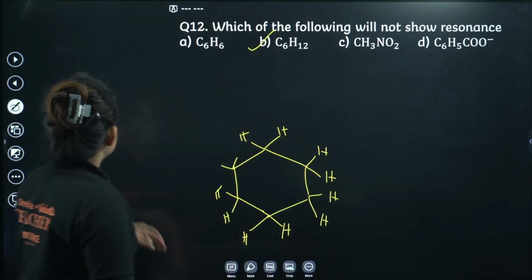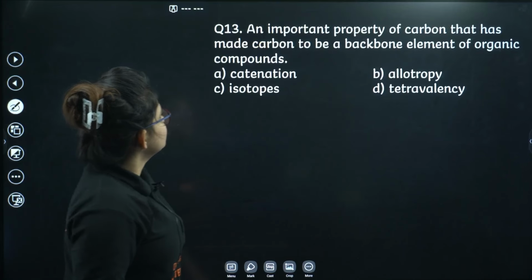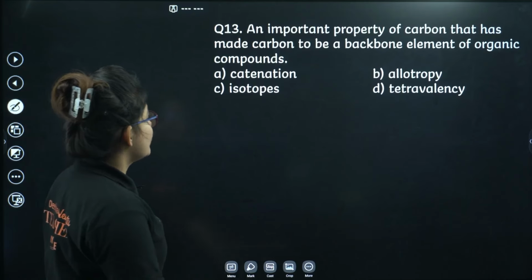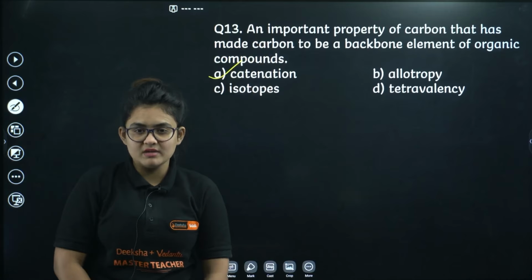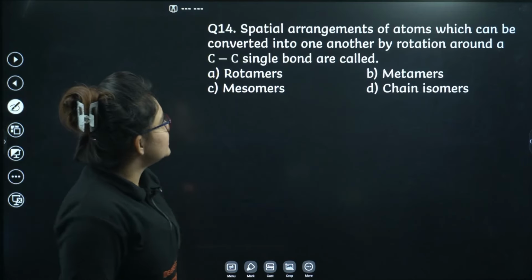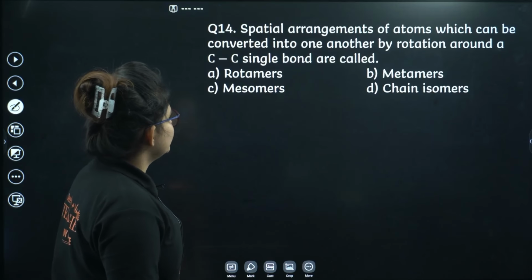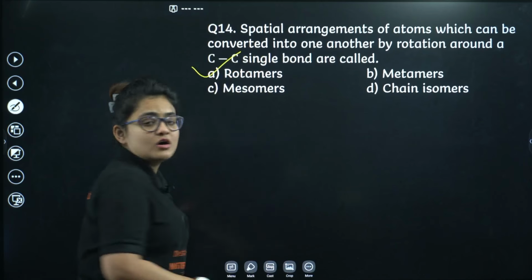Okay, let's proceed further. An important property of carbon that has made carbon the backbone element of organic compounds is catenation, because carbon long chains can be formed, right? Proceed further. Spatial arrangements of atoms which can be converted into one another by rotation around a C single bond are called rotamers or conformers.